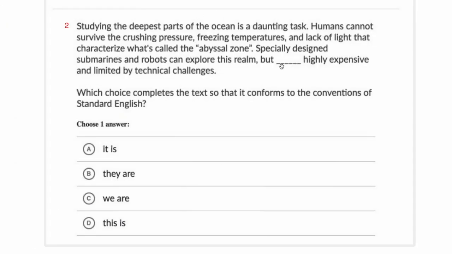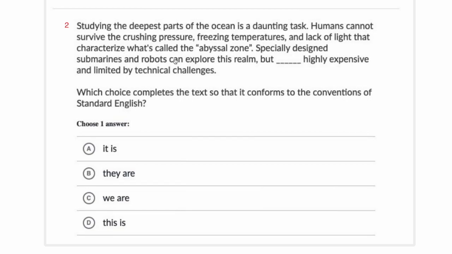Studying the deepest. Actually, we don't even need the first sentence here or the second sentence. We just need the last sentence. Specially designed submarines and robots can explore this realm or zone, but blank highly expensive and limited by technical challenges. Well, submarines and robots. Even if there were just submarines or just robots, that would be plural. So we need plural. The only plural options are B and C, but there's no reason to say we here. We are not submarines and robots. They are submarines and robots, so that's that.